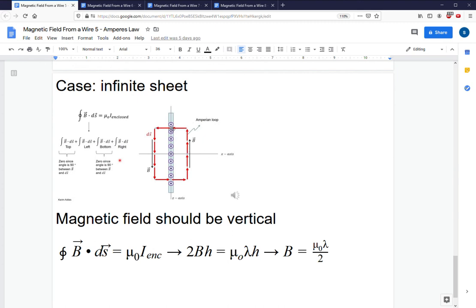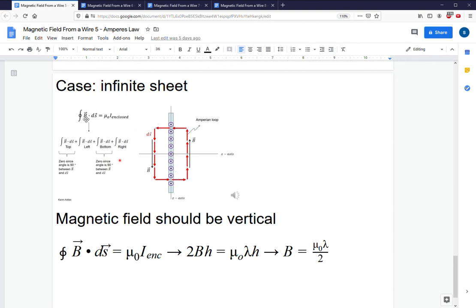So in that case, we could create an Amperian loop like this, where these two sides are a certain distance away from this plate. The magnetic field will be going in these directions, and there will be no magnetic field going into or out of the plate. Again, by symmetry, if it were, say, going in on this side, symmetry would require that it's also going in on this side, which can't be. Which means that when applying Ampere's law to this, this top side and this bottom side cancel out.